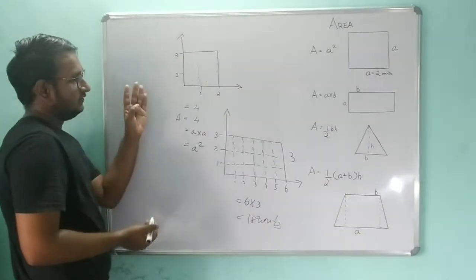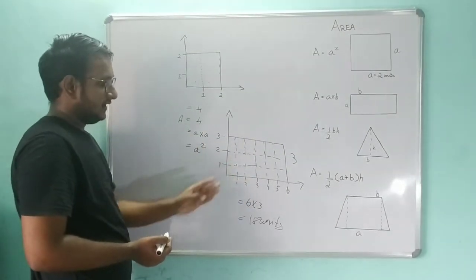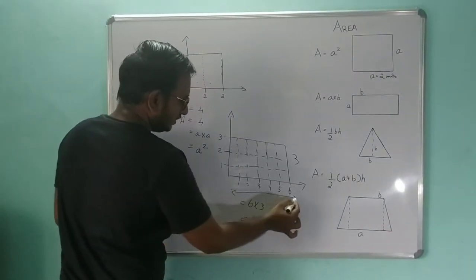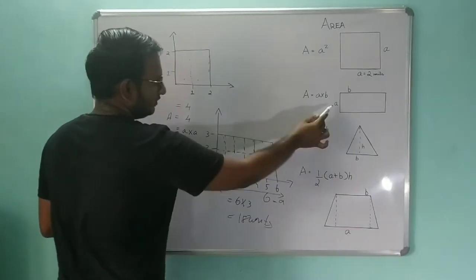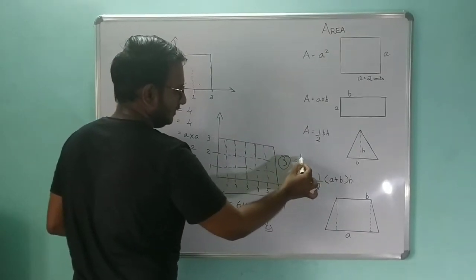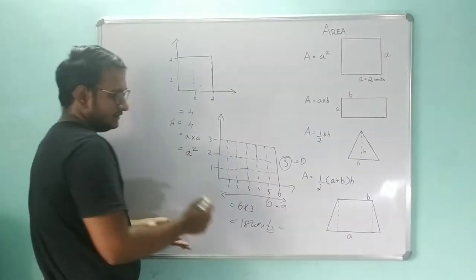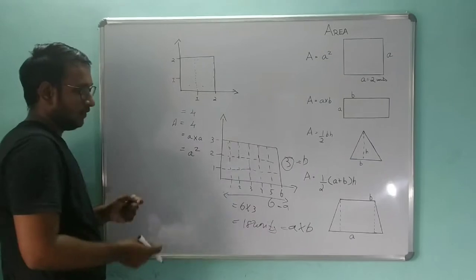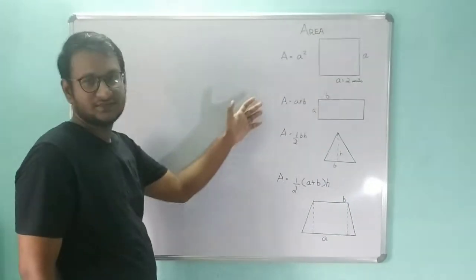We can apply the same logic of the square to this rectangle. The length of one side is 6, which we keep as A, as we did over here, and we keep the 3 as B. So the area of a rectangle is A into B. This is how we evolve the formula A into B, the area of the square as well as the rectangle.